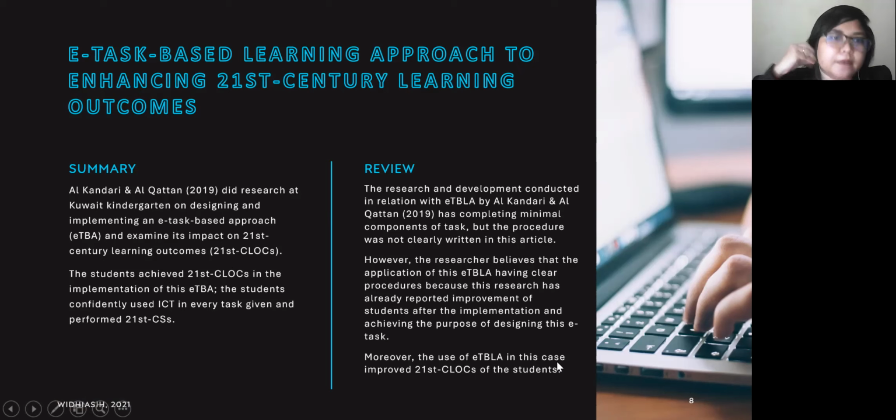It means that Al-Kandari and Al-Khatan successfully integrated TBL and technology, and also achieved the 21st century learning outcomes at the same time.